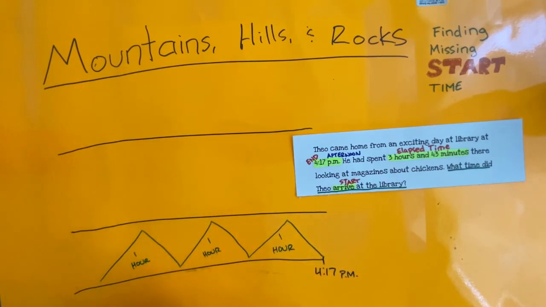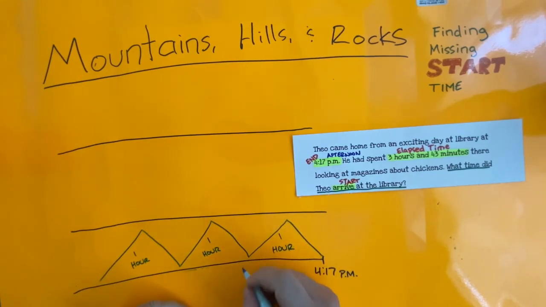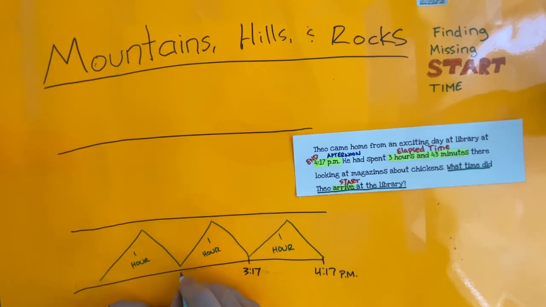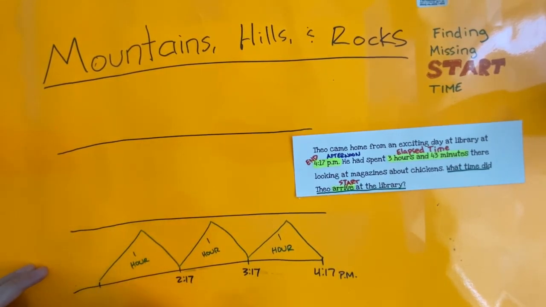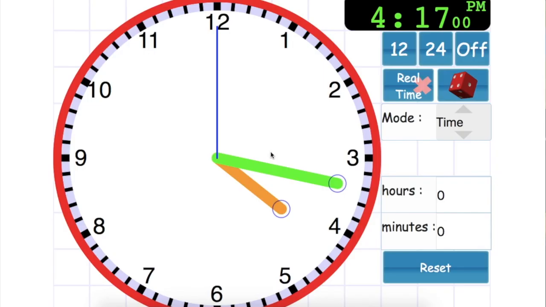Now, let's start working our way backwards until we're finished with our hours. So 4:17 minus 1 hour is going to take us to 3:17. Minus 1 more hour is going to take us to 2:17, and minus 1 more hour is going to take us to 1:17. Now let's go back to our digital and our analog clocks to see what that's going to look like.